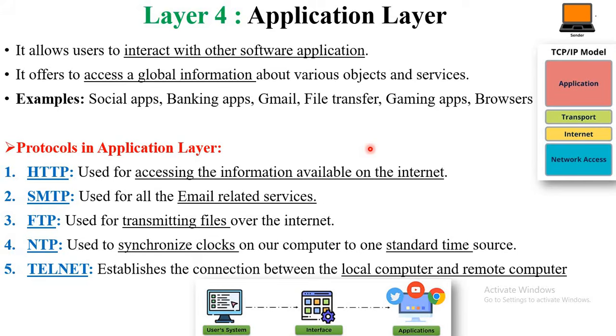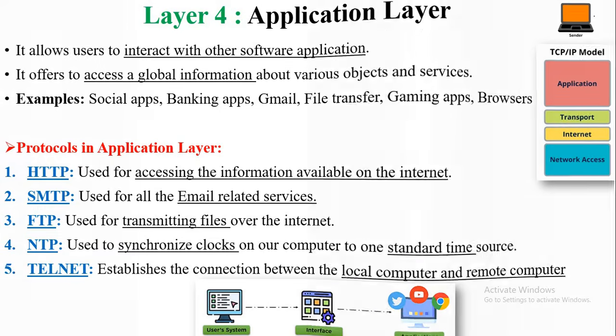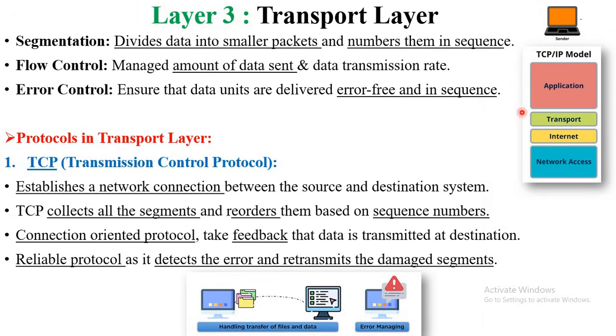Now let's take one example. Suppose through WhatsApp, the sender sends a message, that is, hi, how are you, to a particular person. So this message is generated in the application layer. Now the application layer sends this message to the transport layer. Next. Now the next layer is called the transport layer.